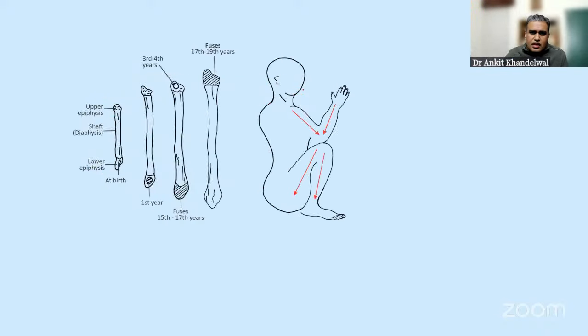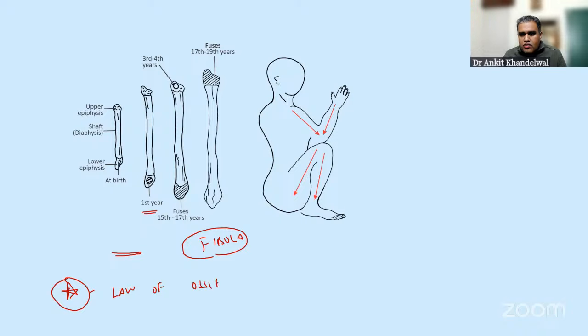Then you have the law of ossification, that the end which appears first fuses last, the exception being the fibula. So this is all the theory part of anatomy that can come as a question. The important part will be the law of ossification. It is frequently asked, and can come as a short question also, maybe a 2 or 3 marks question.